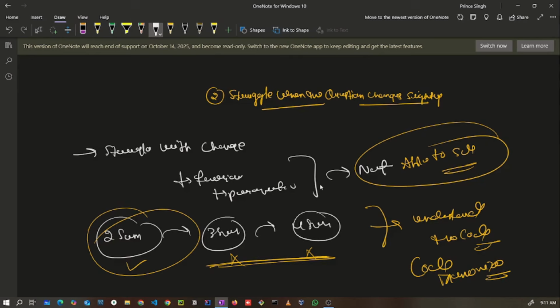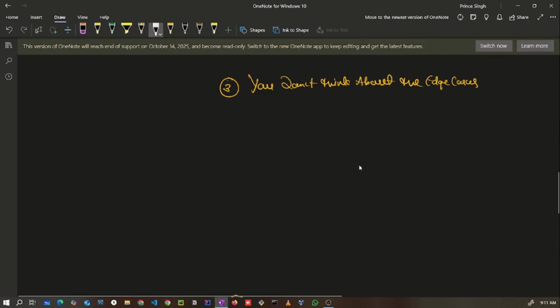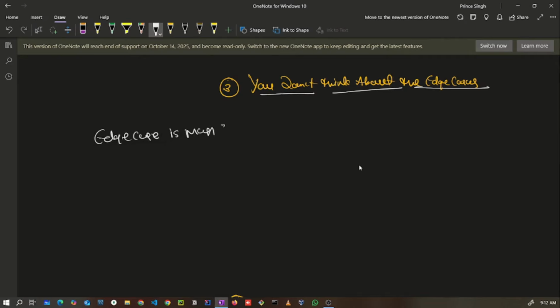Now the third sign is you don't think about the edge cases. For example, you directly write the code without any kind of thinking, without doing a dry run, without thinking about test cases, and your code might pass 2 or 3 common test cases, but after submitting it fails on hidden test cases. So if you are doing this, then this is again a sign of memorization.